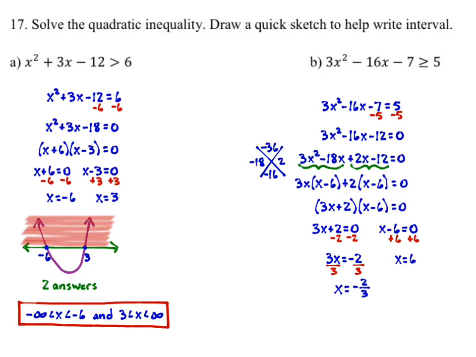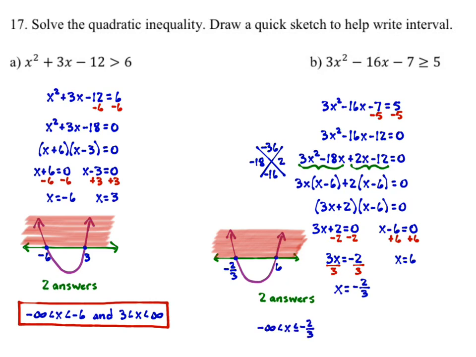So looking at this parabola, we see the parabola is opening up again. And then we have our line. We're looking for the part of the parabola that is greater than 5, so above 5. So we're looking for that upper part. Again, it's 2 pieces. So it's from negative infinity less than x less than or equal to negative 2/3, and 6 less than or equal to x is less than infinity. And because there's an equal sign in the original problem, that's why we have the equal sign on the negative 2/3 and the equal sign on the 6.